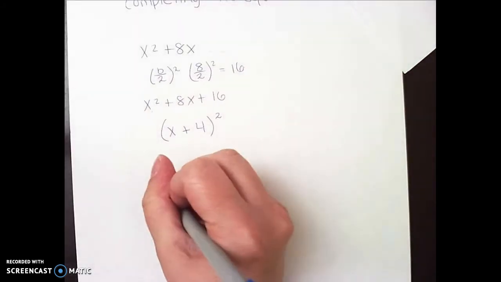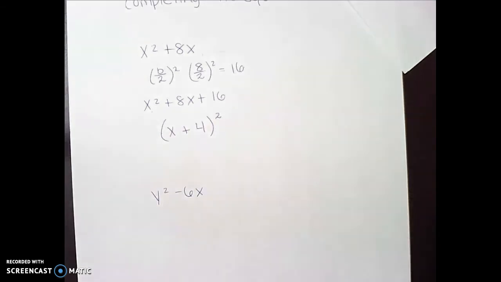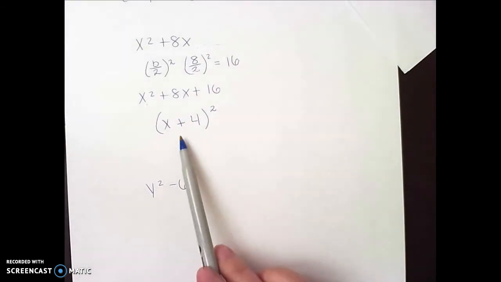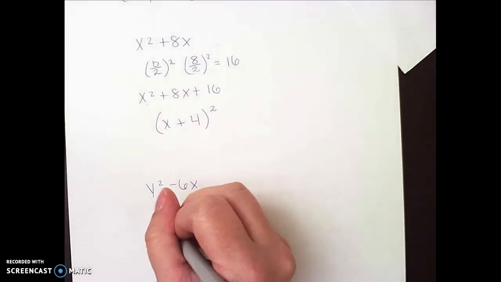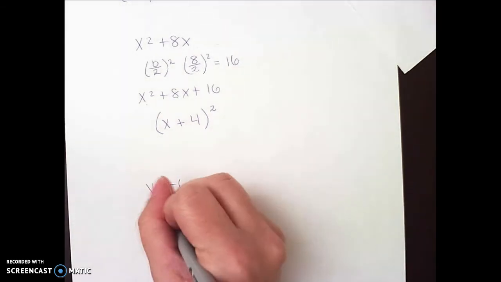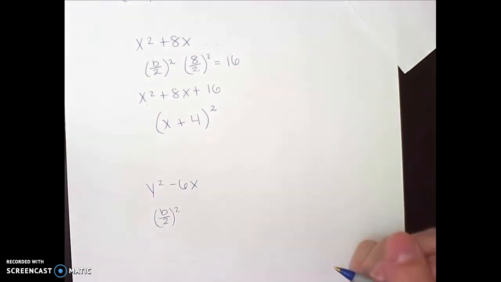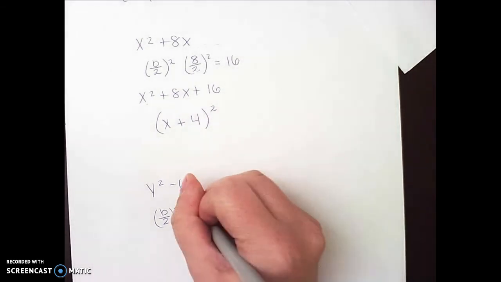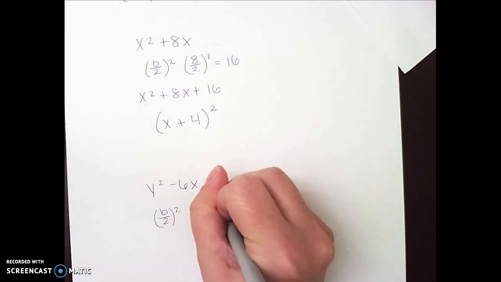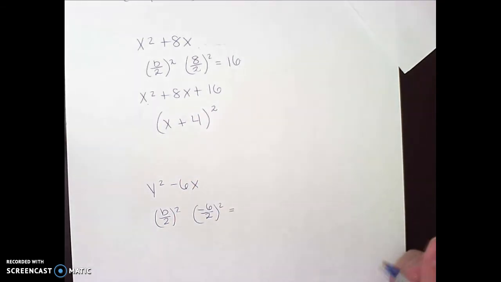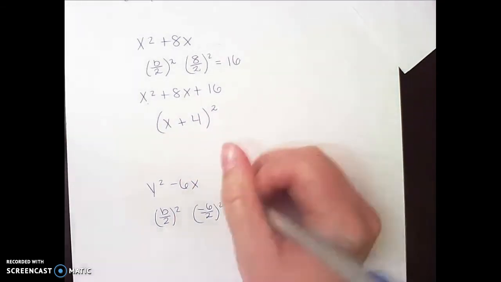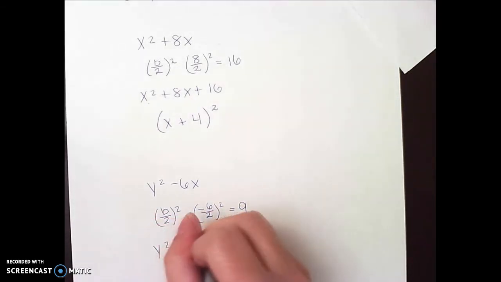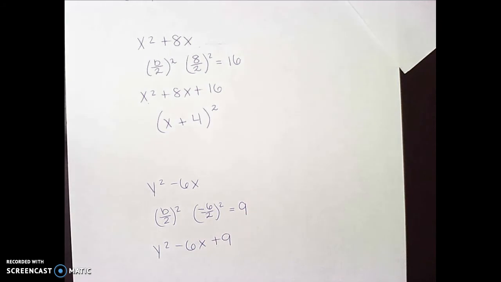Let's say I start with y squared minus 6y. So again, I want to complete the square to find that third term so that I can factor into a perfect square. So what I'm going to do is take my b term, remember it's b divided by 2, squared. So my b term in this case is negative 6. So I'm going to take my negative 6 divided by 2 and square it. Negative 6 divided by 2 is negative 3. Negative 3 squared is 9. And so I'm going to go ahead and add that as my c term. So I have y squared minus 6y plus 9.